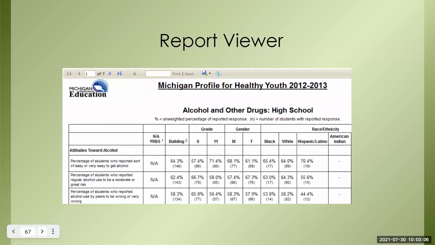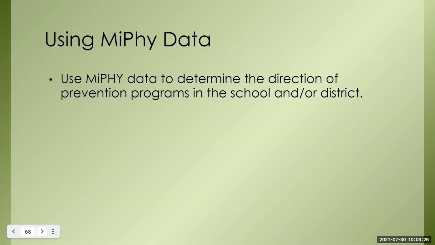identify those students. So again, remember, this is an anonymous survey that kids can take in a class period and get done. And you get, again, district-specific data. Your MIPHY data can help you determine the direction of prevention programming in your school or district. So again, where do you see gaps in your WSC model?